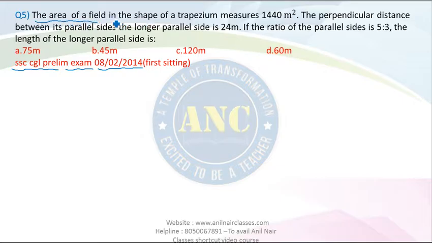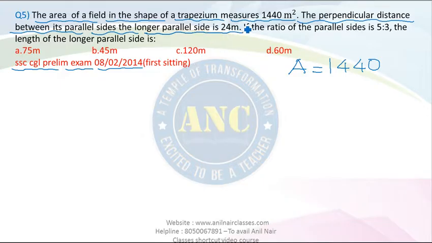The area of a field in the shape of a trapezium measures 1440 meter square. First statement is very clear for me. The perpendicular distance between its parallel sides is 24 meters. The longer parallel side, this is something which is incorrect here. It should not have come there. Probably they have typed it here by mistake. The perpendicular distance between its parallel sides is 24 meters.